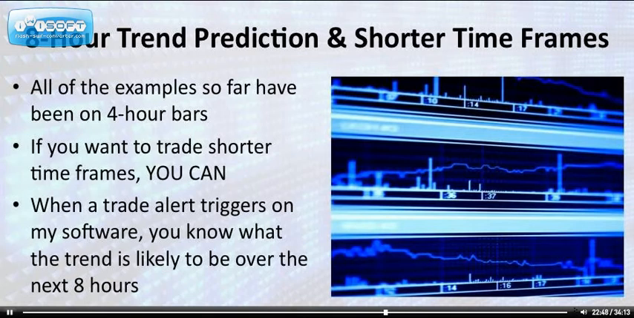When a Trade Alert triggers, you know what the trend is likely to be over the next 8 hours. Now, let me say that again because it sounds simple, but in practice this is profound. When a Trade Alert triggers on the 4-hour charts, you know what the trend is likely to be over the next 8 hours. Think about that.